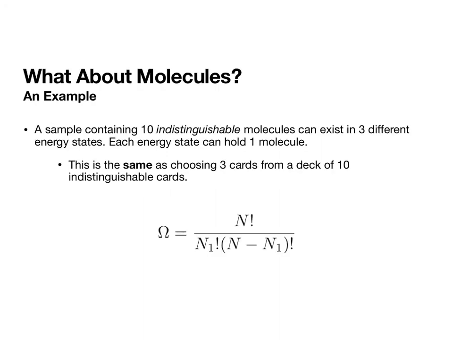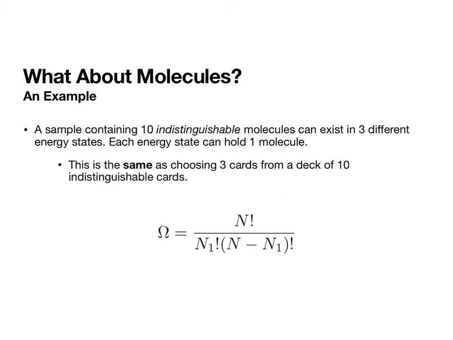Okay, now let's think about this as molecules. So we have 10 indistinguishable molecules that can exist in 3 different energy states. Each energy state can hold 1 molecule. So instead of dice, we're going to switch to cards, the other form of probability theory. So really what we're saying is that we have 10 cards. We're looking at the back of those cards, and you are going to choose 3.